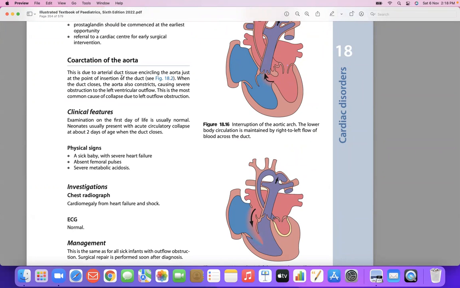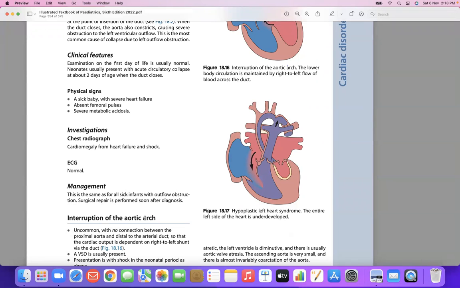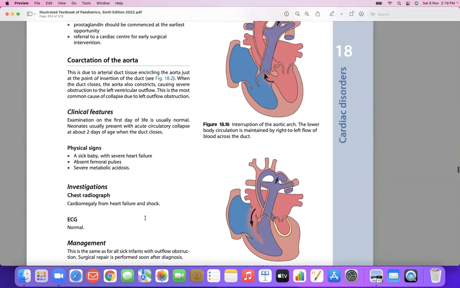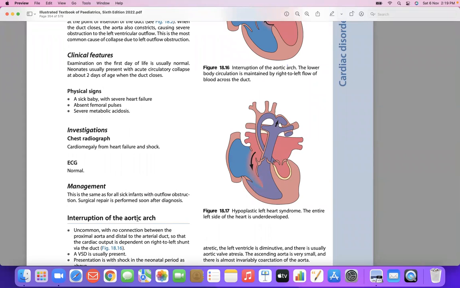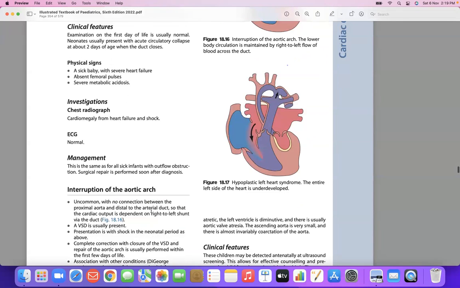So coarctation of aorta in the small child can present with shock: a sick baby with severe heart failure, shock, absent femoral pulses, metabolic acidosis, cardiomegaly. In such patients, as we said, palliative, they'll start with prostaglandin. And once the child is fine, they'll consider balloon dilatation in critical aortic stenosis, but in coarctation of aorta also they may consider dilatation. This is the same for all sick patients with outflow tract obstruction. Surgical repair is performed as soon as possible after diagnosis.